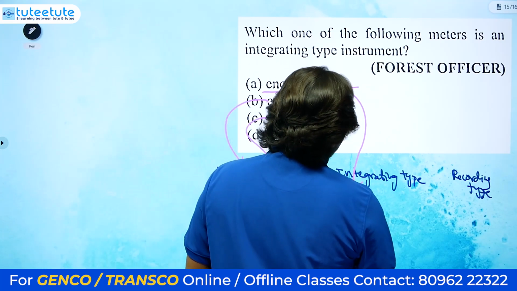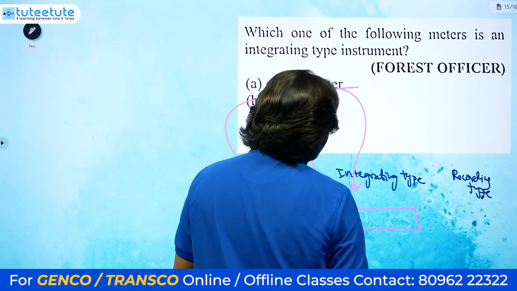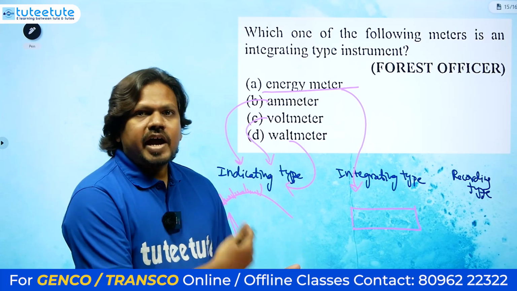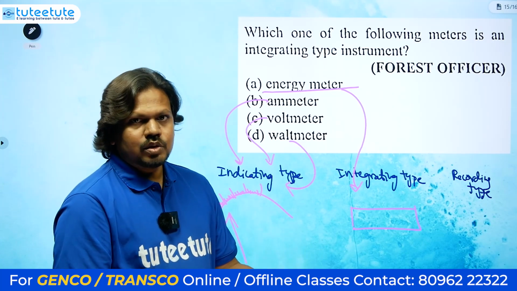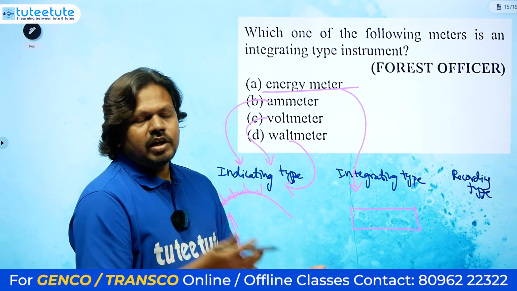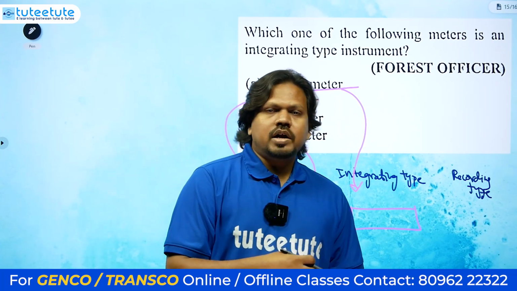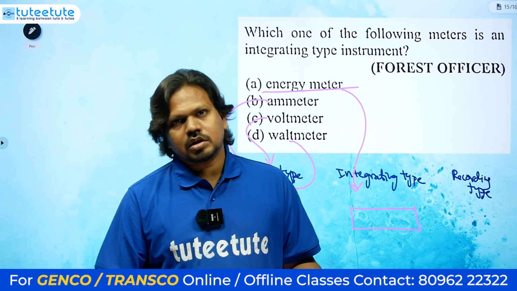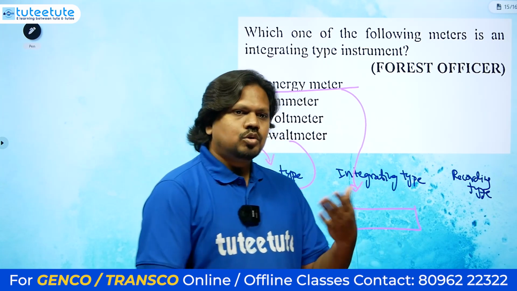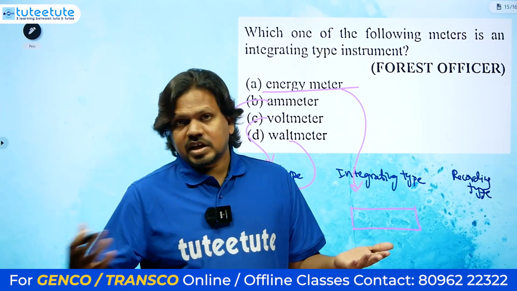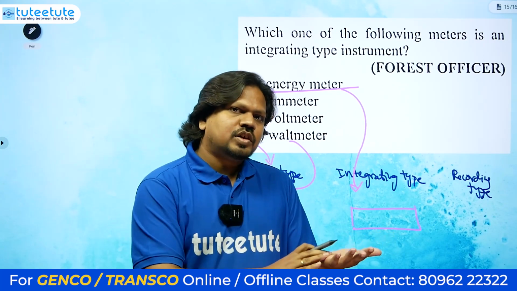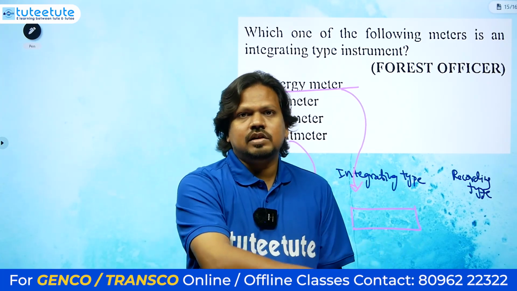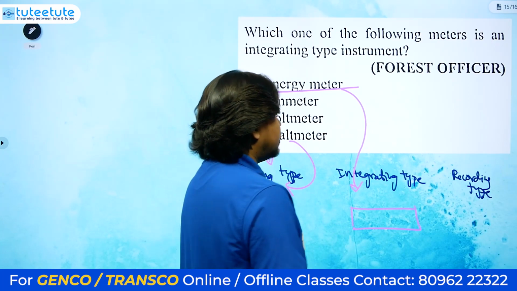Integrating type of instrument means, like, now the value is 2. After some time it will become 3, after some time it will become 4. It's adding the values; to the previous value, the new value is added. Like you have already consumed 200 units of energy, and in these 2 days you have consumed 10 units extra. That means 210. Next again 5, 210 plus 5. Whatever the previous value is, it is integrating to this value. That means an integrating type of instrument.